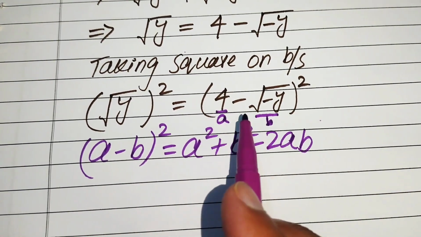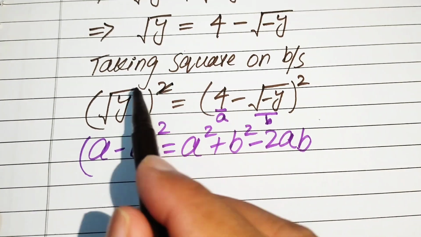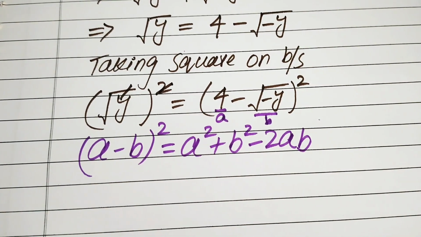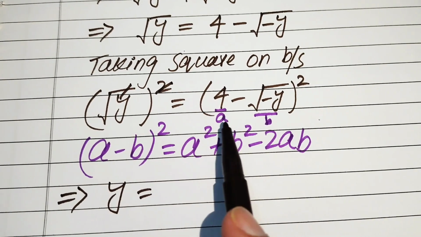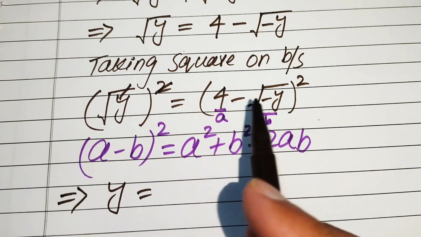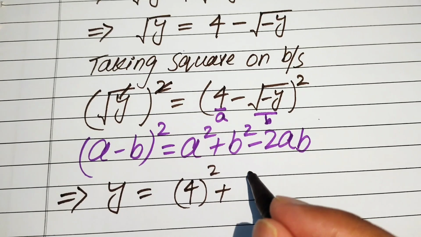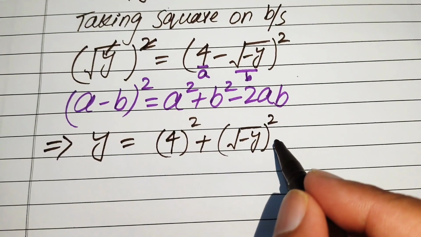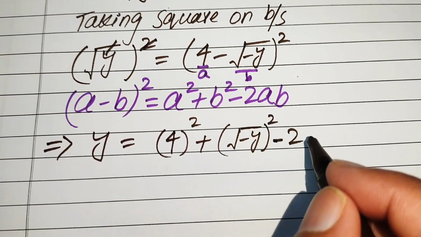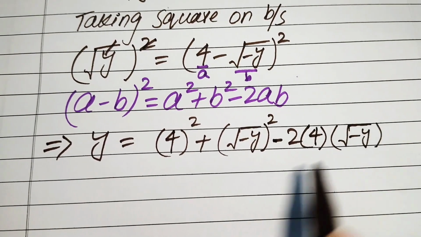So now we substitute these a and b in this formula, and we easily get the simplified form of the above equation. In the left hand side you see the square and square root are cancelled by each other, so we just obtain y equals, using this formula, 4 square plus square root of minus y and its whole square, minus 2 times ab. Here our a is 4 and b is square root of minus y.